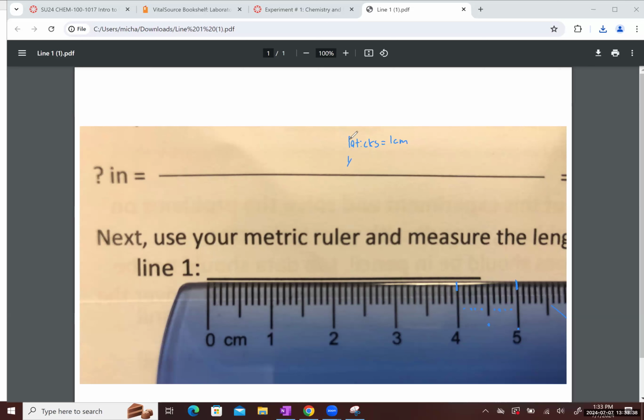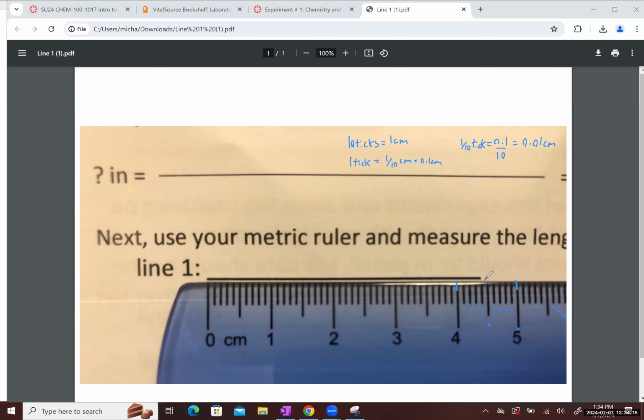So we know that 1 tick corresponds to 1/10 of a centimeter. And we know that 1/10 of a tick corresponds to 0.1 over 10, which is 0.01 centimeter. So we're working with the same ruler, so we can report the same certain digits and the same magnitude for our estimated digit. Okay, so we see that we're pretty close, 1, 2, 3, 4.